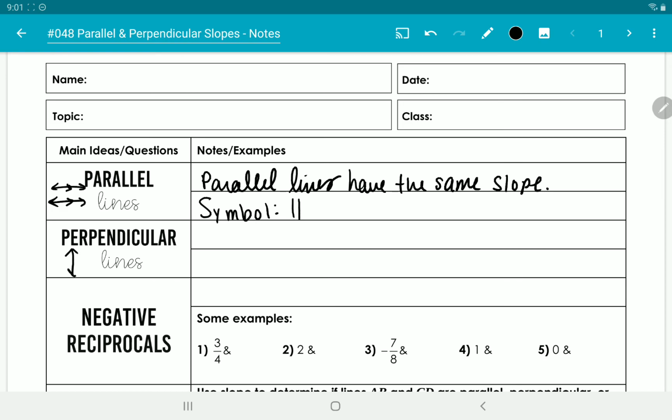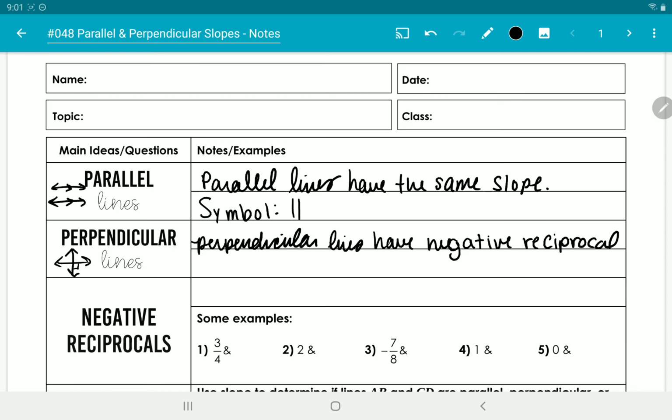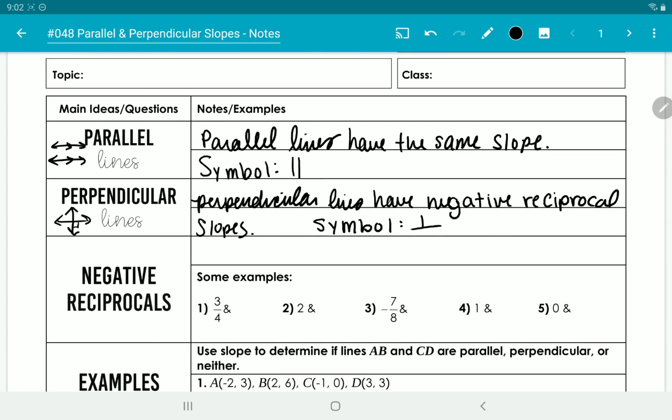Perpendicular lines are lines that meet at a right angle to one another where they intersect. Okay? So perpendicular lines have, and this is going to be a little confusing for a second, let's wait till I explain it, they have negative reciprocal slopes. So negative reciprocal slopes. And then again, the symbol we use to show things are perpendicular is this upside down T. Okay, so negative reciprocal slopes.